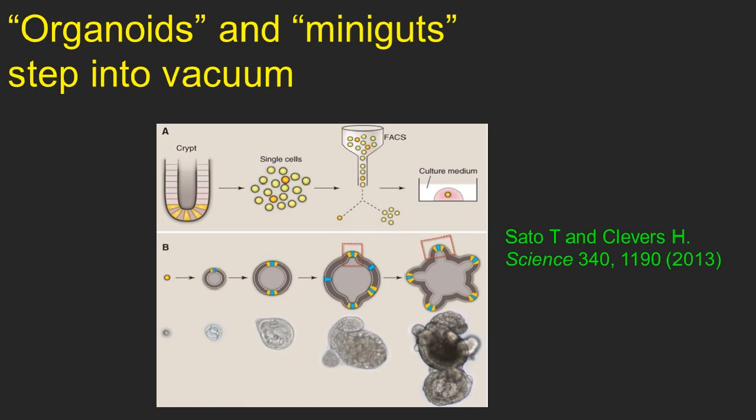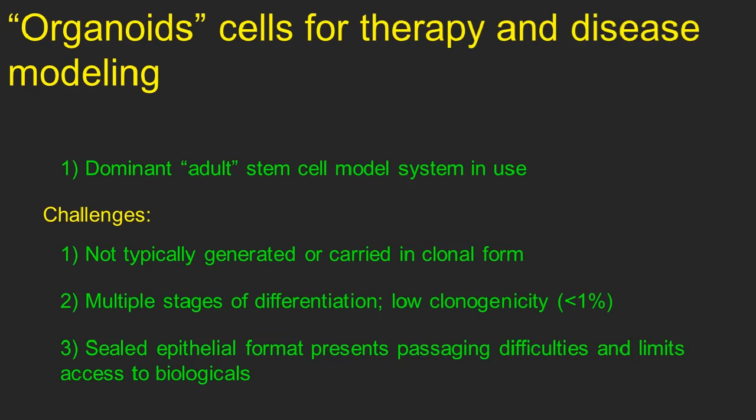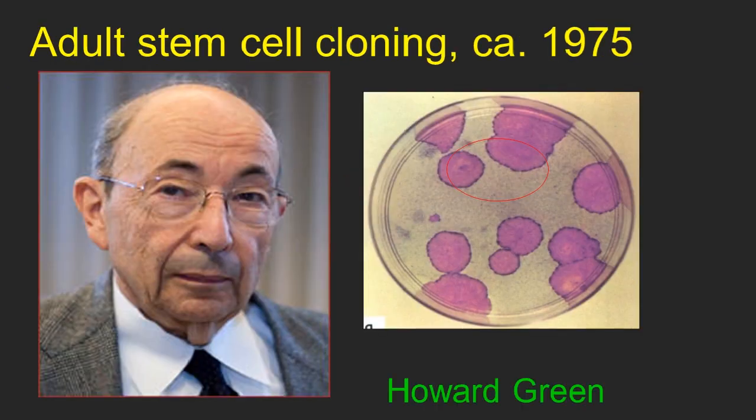If you now switch to organoids and mini-guts, this has been very powerful technology. And if you work in adult stem cells, you work in organoids. And this has been developed extensively from the work of Hans Clevers and the rest. But I think there's some important notions to bring in. If you work in adult stem cells, this is what you do. So it's clearly the dominant thing. It's yielding tremendous information. But the challenges are they're typically not carried in a clonal form. So typically people make organoids from both sets of tissues. They're carried forward as these closed structures that have a low clonogenicity rate. And these sealed structures also present passaging difficulties, and they limit the access to biologicals because the apical surface is actually on the luminal side of these.